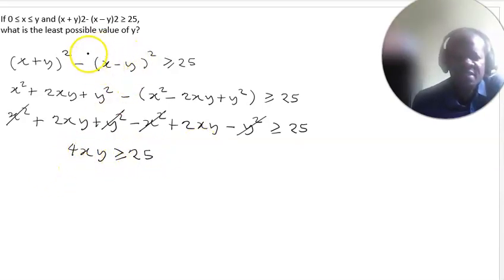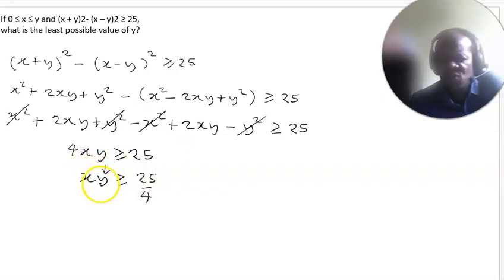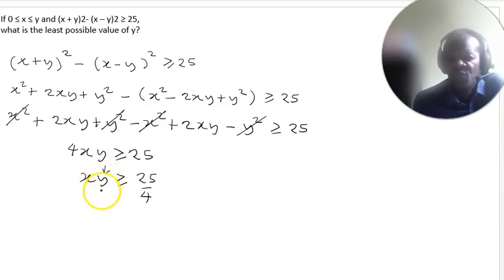So we are looking for the least possible value of y. Okay, so now let's go ahead and make xy the subject of formula. So we have xy greater than or equal to 25 over 4. Now we are looking for the least possible value of y. Now normally when you have two values and then you are asked to find the least possible value of one of them, the concept that is being tested there is the concept of maximum and minimum. So if I'm looking for the least possible value of y, then what I need to find is the maximum value of x that I can find.